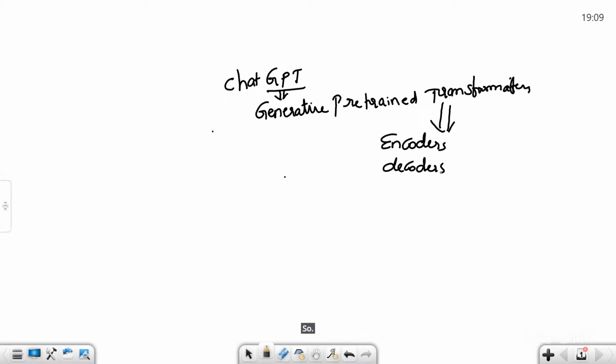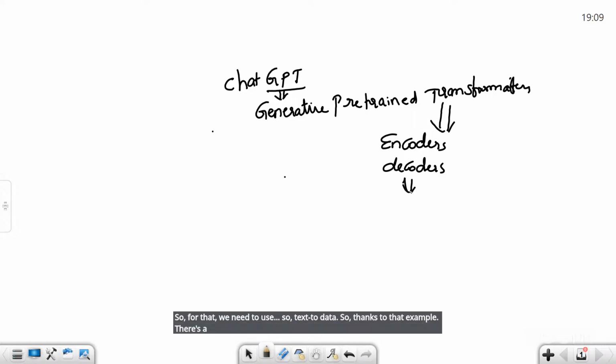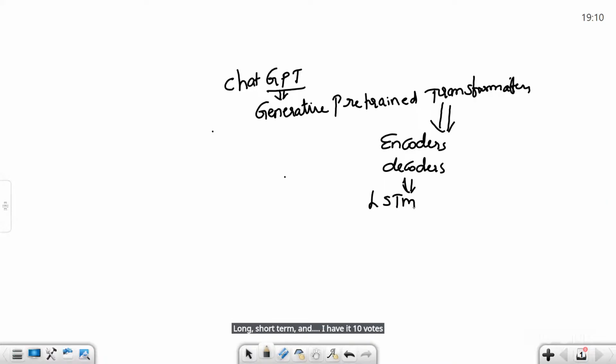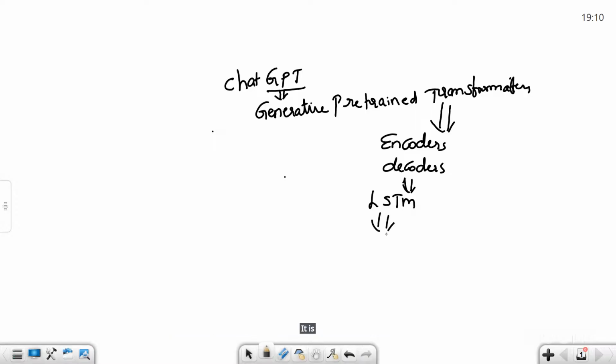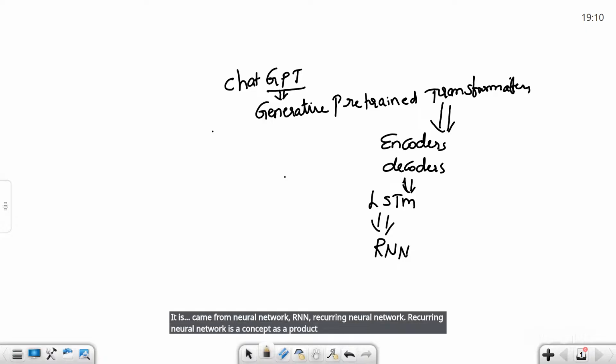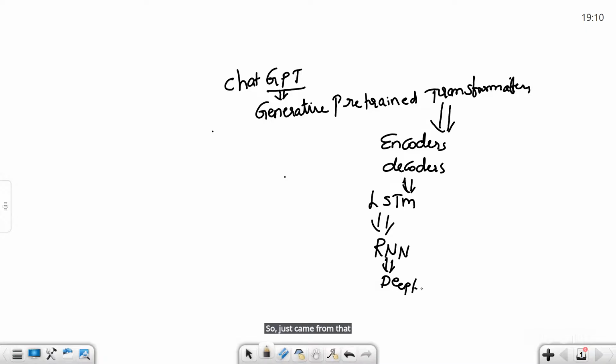So for that, we have text data as an example. The encoder-decoder concept comes from the concept of LSTM, long short-term memory. I have 10 words, 10 sentences; it is not possible for the system to remember them, right? To remember, the system stores things in memory, long and short memory. It came from neural networks, RNN, recurrent neural network, which is a concept that is part of deep learning. To understand deep learning, you require machine learning. So this is how you need to learn the concepts.